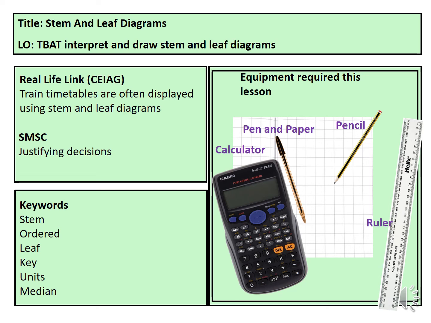Alright guys, this is lesson 4 on trigonometry. In today's lesson we're going to look at the tangent trigonometric ratios and how to find their lengths and angles.